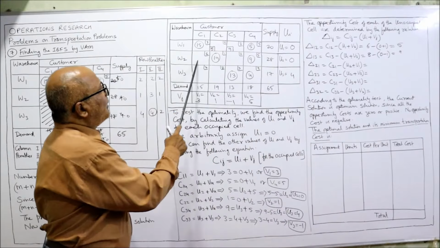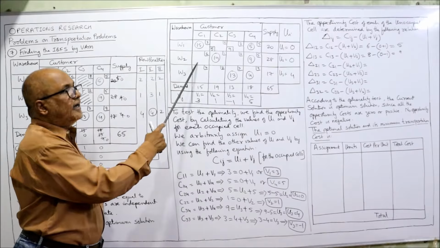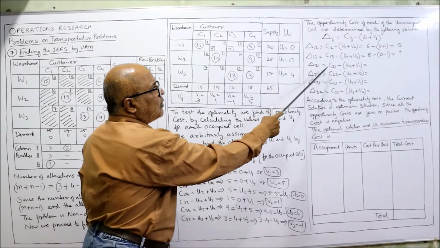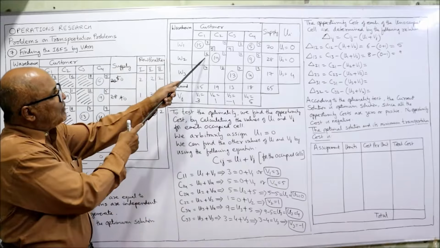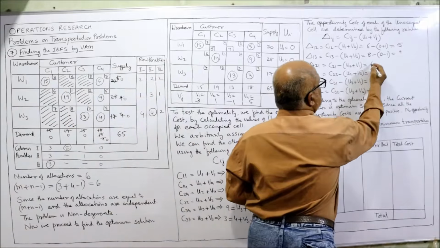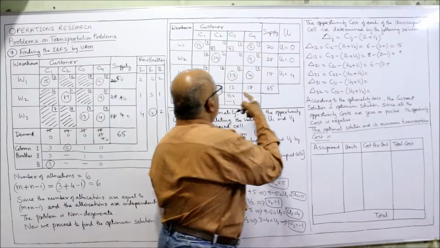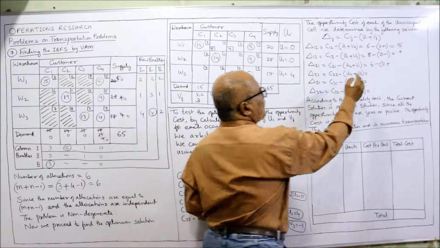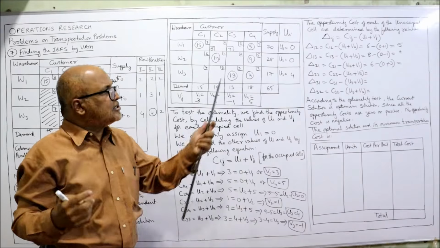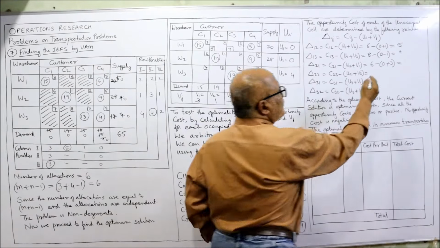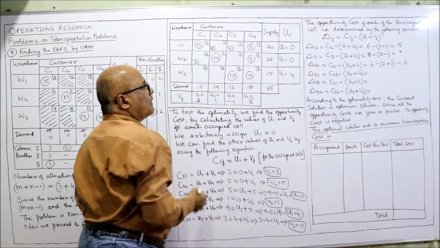Now this unoccupied cell. What is the location? Second row, first column. 2, 1. Delta 2, 1. Delta 2, 1 is equal to C21 minus (U2 plus V1). How much is C21 here? 6. 6 minus U2. U2 is 0. Plus V1. V1 is 3. So 0 plus 3, 3. So 6 minus 3 is 3. So the opportunity cost is 3. We got 3 here. Right?